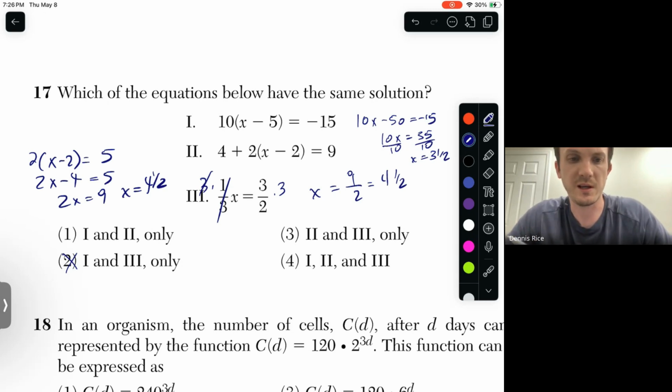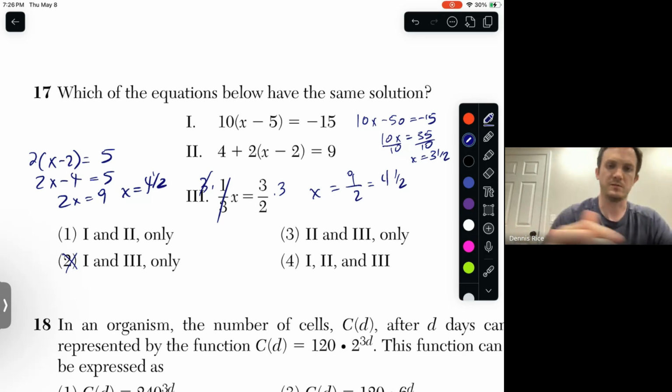So which 2 are the same here? Roman numeral 2 and 3. Roman numeral 1 was 3.5. Close, but no good. So 2 and 3, which choice is that? Choice 3?